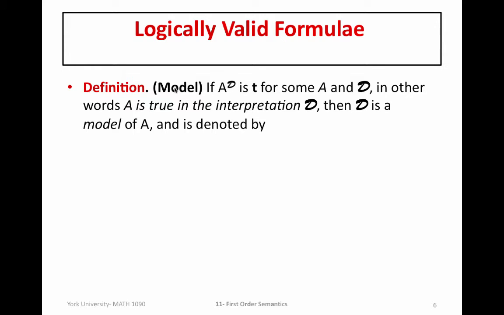If the interpretation of a formula is true for a particular interpretation D, then that interpretation is said to be a model of the well-formed formula A, and we denote this in the following way. So we use this symbol called the model symbol with the subscript D for this particular interpretation for A to say that this particular interpretation is a model for A. So the definition of model is talking about a particular interpretation modeling a well-formed formula A, and a particular interpretation D of a well-formed formula A is a model for that well-formed formula A if it makes it true.